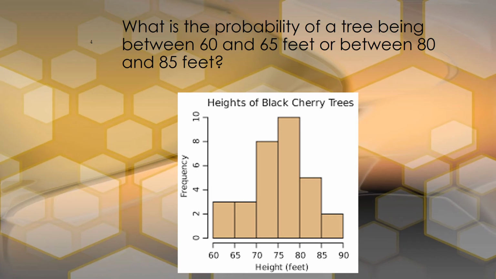This histogram is of heights of black cherry trees, and selecting trees and getting their height is all one experiment. So we can use the addition rule here, and there's a keyword that we should see, and it's the "or" there. So we can find the 60 to 65, and we can find the 80 to 85, and then add those two probabilities up to get the probability of a tree being between 60 and 65 feet or between 80 and 85 feet.